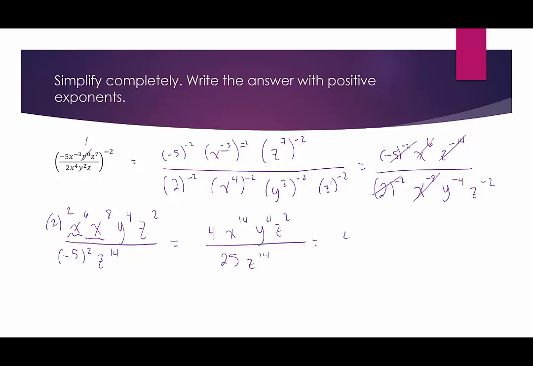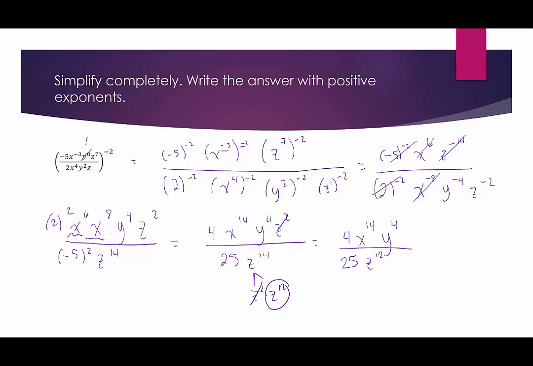Now I'm going to keep the 4 and the 25. Those don't simplify. They don't have any common factors. X, there's only one base x, so it's just going to stay x to the 14th. There's only one base y, so it's going to stay y to the 4th. For the z's, I have 2 factors of z in the numerator, and I have 14 factors of z in the denominator. That means that I have more factors of z in the denominator. So when we simplify z squared over z to the 14th, we could think about z to the 14th as z squared times z to the 12th, and then the z squares would cancel, and we would still have 12 factors of z in the denominator. So we would say z to the 12th.